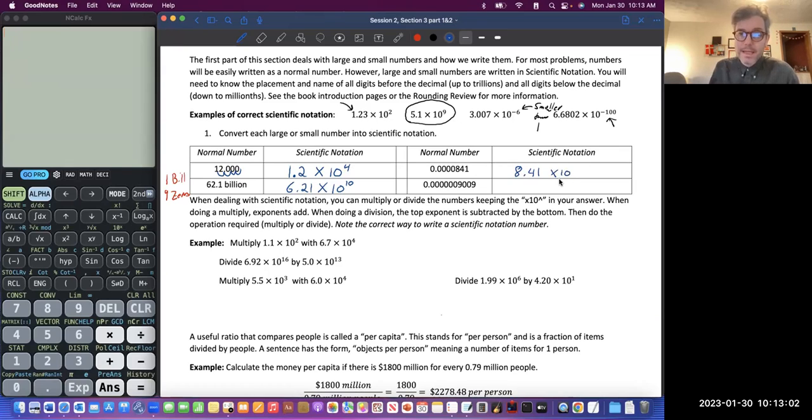Well, in this case, I'm moving it to the right. So this is 1, 2, 3, 4, 5. Okay, so I moved it 5 times to the right. Because I'm moving it to the right, this is a -5. It's not a negative number. It's a -5. This tells me that it's smaller than 1. I'm moving it to the right. So this is 8.41 times 10 to the -5th.